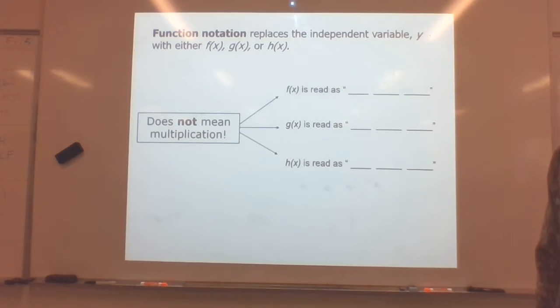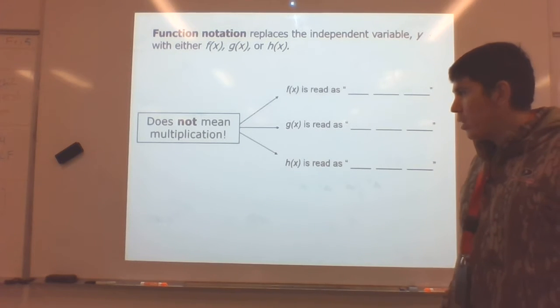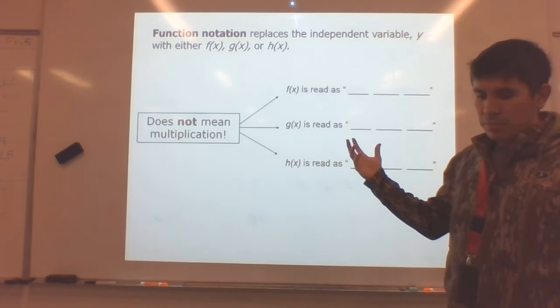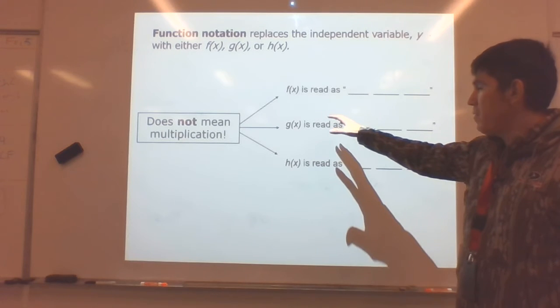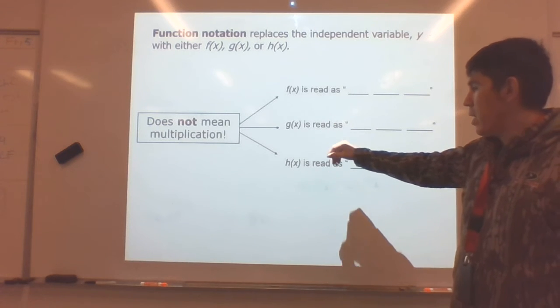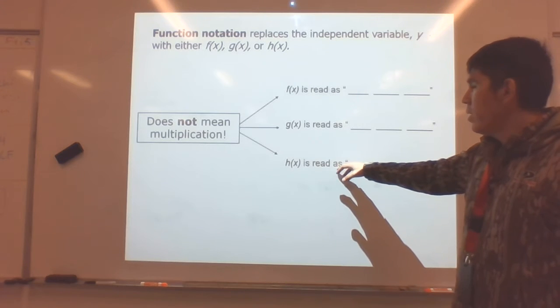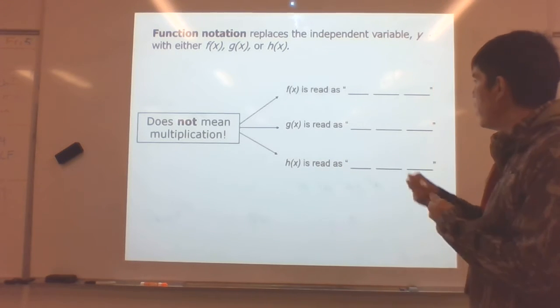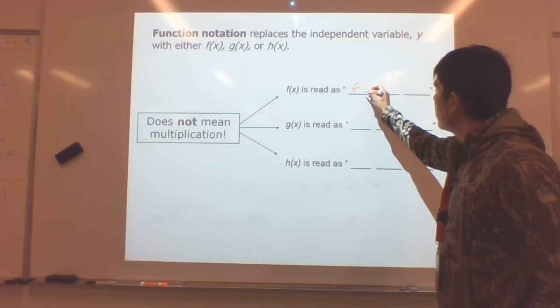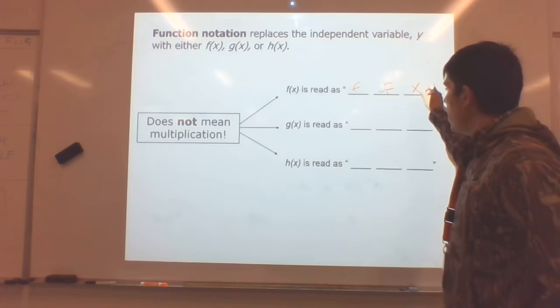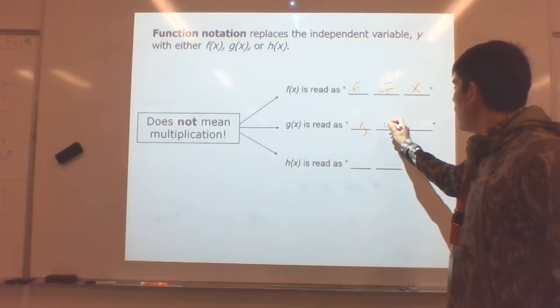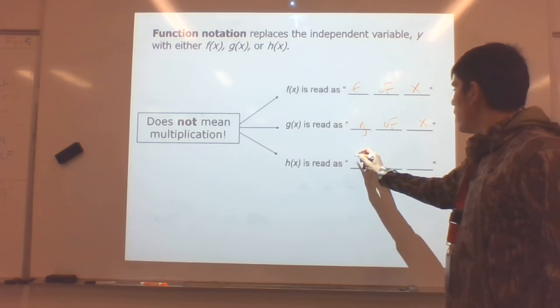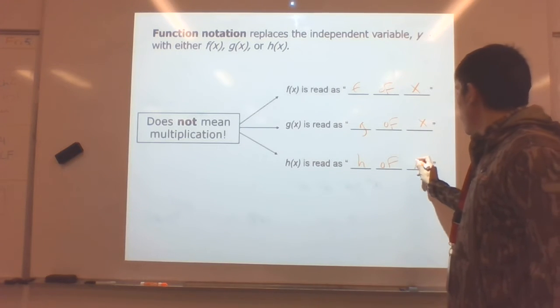Function notation can be represented by really any set of two letters. In this case, we can start with f of x, g of x, and then h of x. Again, how is it read? It means that we have f of x, g of x, h of x.